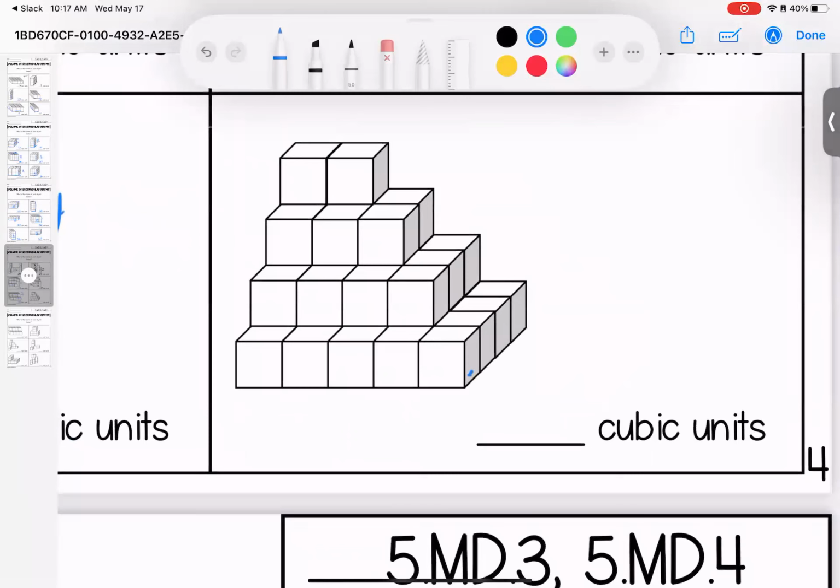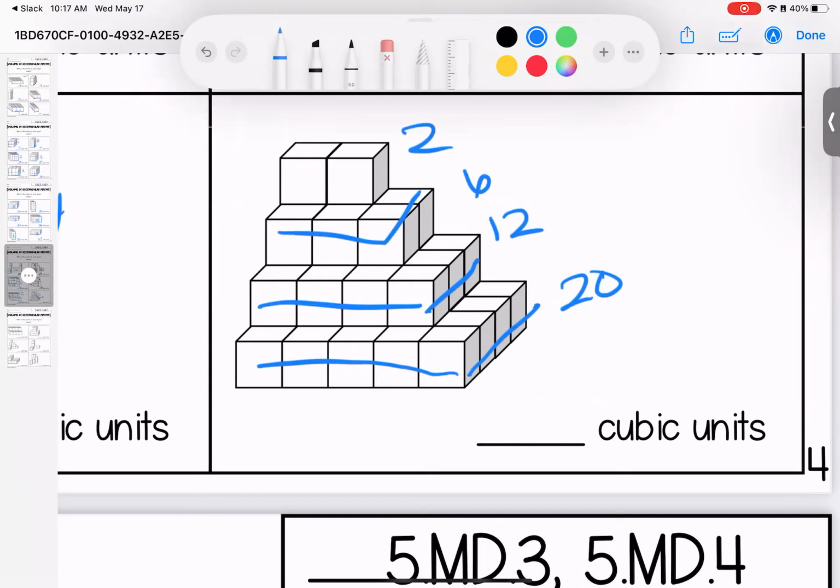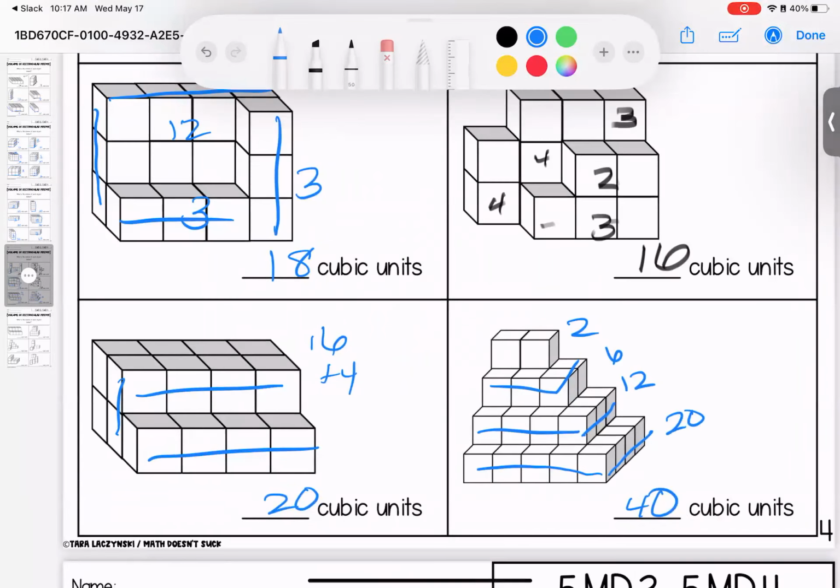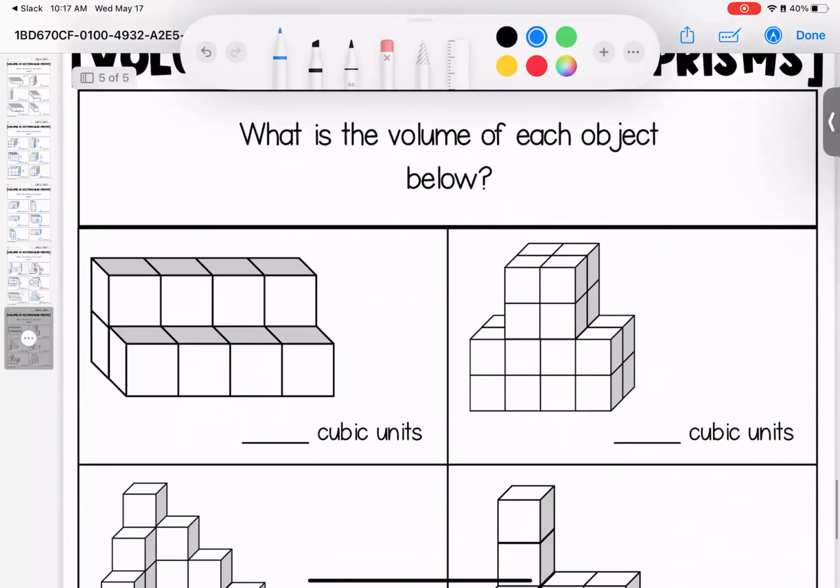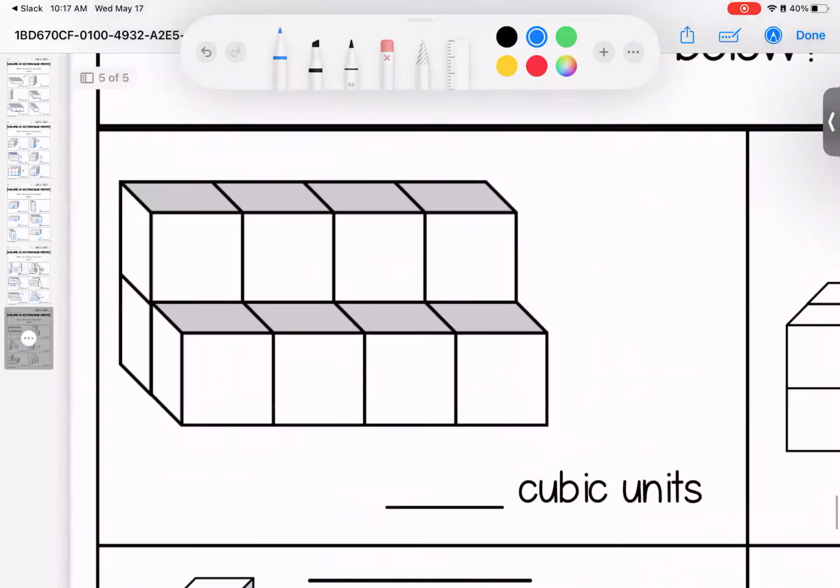Over here, I have a 4 by 5, so 20. I have a 4 by 3, so 12. I have a 3 by 2 is 6, and a 1 by 2 is 2. So 20, 32, 38, 40 in total. If you had trouble with these stacks, let me know. Bring them to class. All right, last page, another set of stacks.